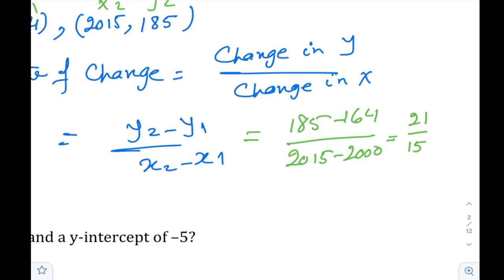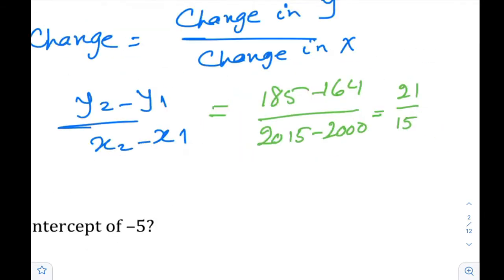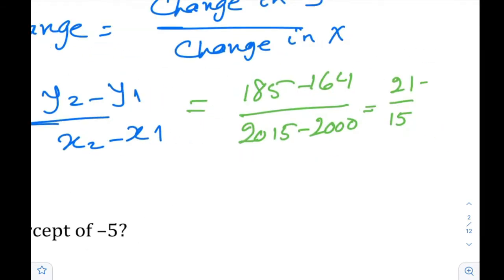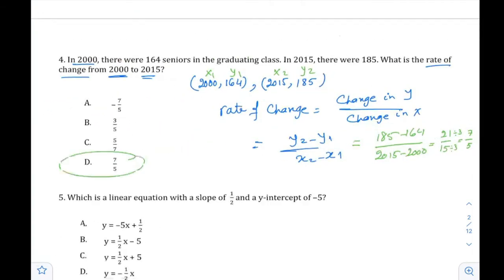Of course, you are not finding the 21 over 15 as one of the answer because this is not the simplest fraction. مش أبسط صورة. Both of numerator and denominator البسط والمقام divisible يقبلون القسمة على 3. So when you divide, this becomes 7 and 15 divided by 3 is 5. So 7 over 5 is our answer, which is D. Perfect.